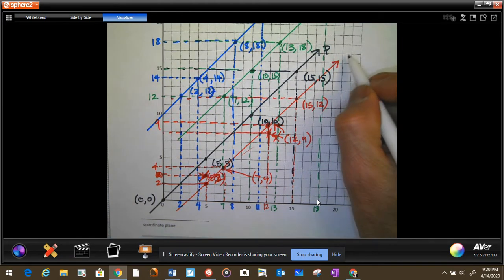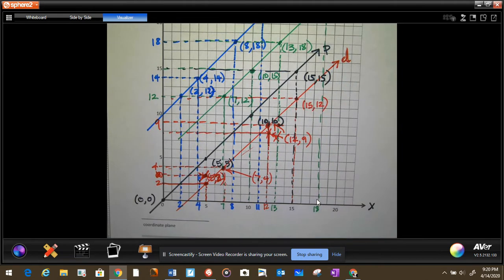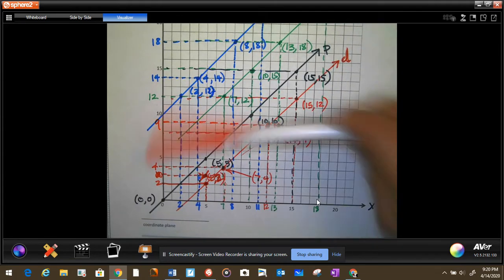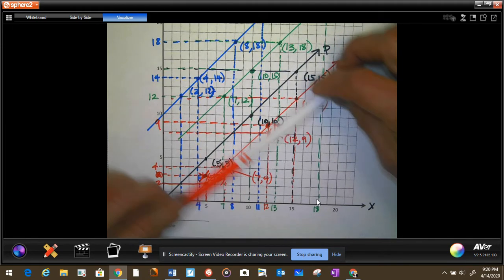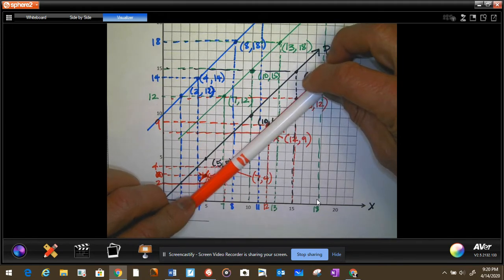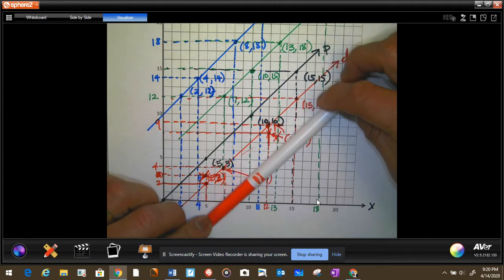So this is going to be line D. So line D shows that when we subtract, when x is bigger than y, the line is going to get closer to, it's not parallel, but it's moving downwards towards x.